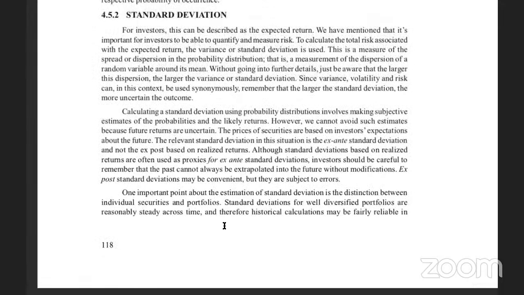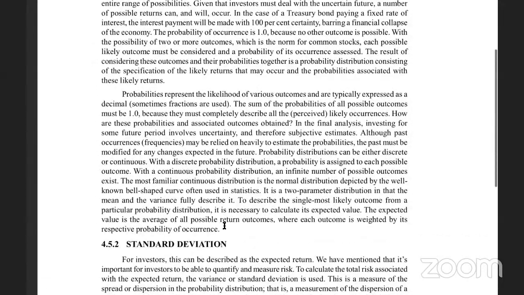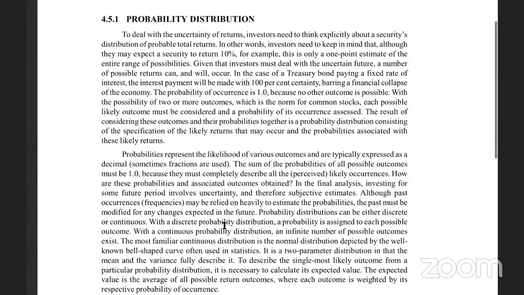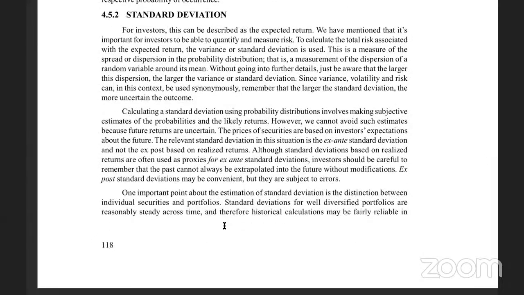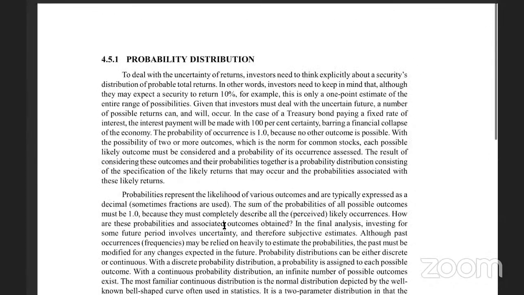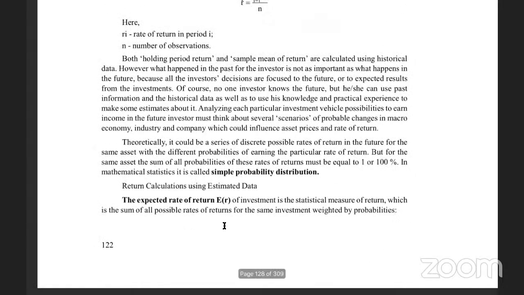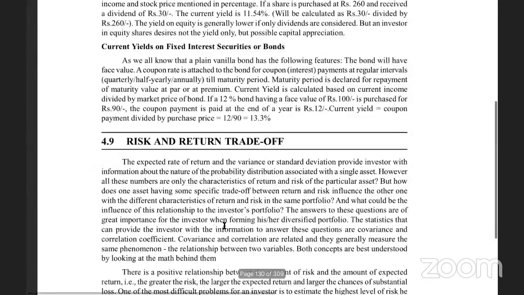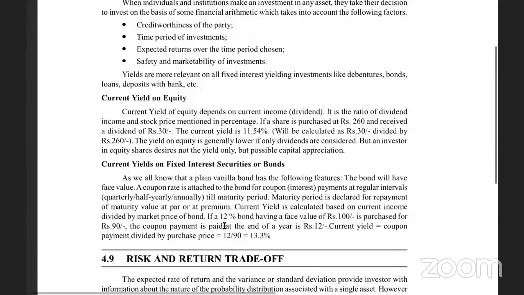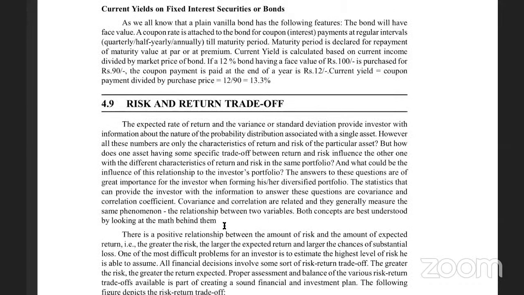Then let's look at internal and external business risk. Internal business risk is associated with operational efficiency. External business risk is associated with conditions imposed by circumstances beyond the firm's control. Probability distribution and standard deviation, these are statistics used for measuring the risk. Risk and return trade-off: what is the risk and return trade-off? If you want higher profits, you must be ready to take higher risk.